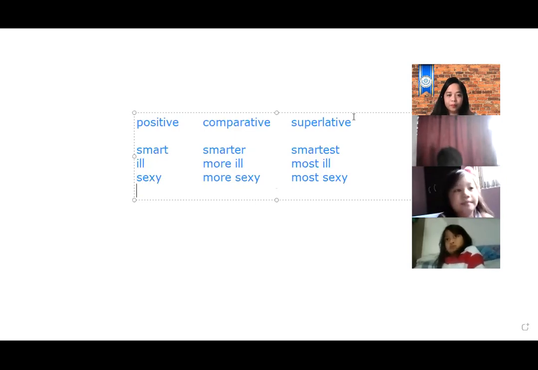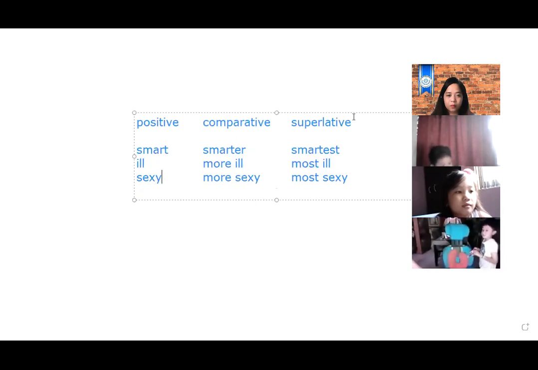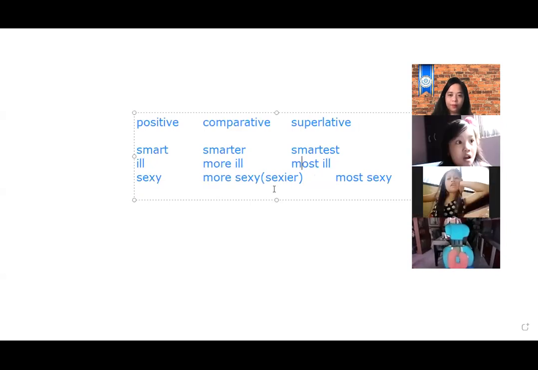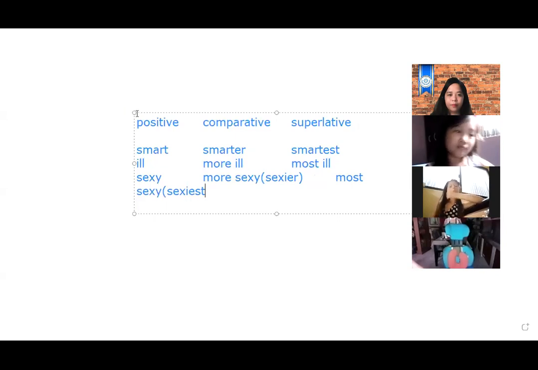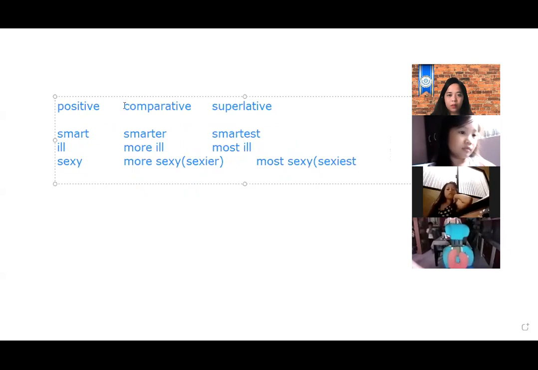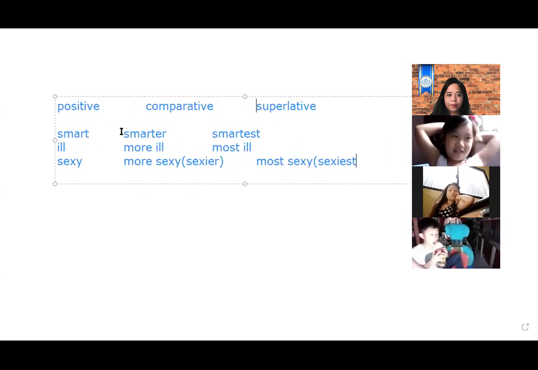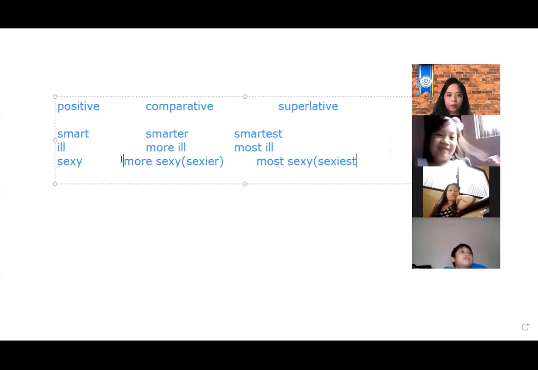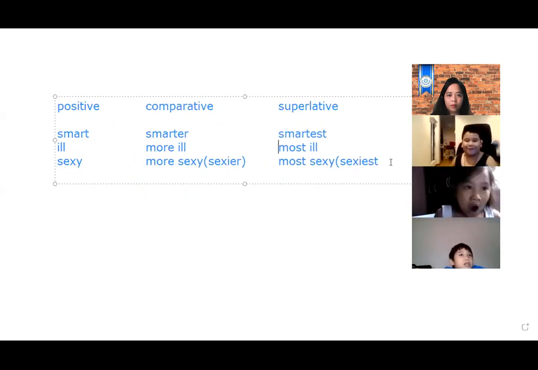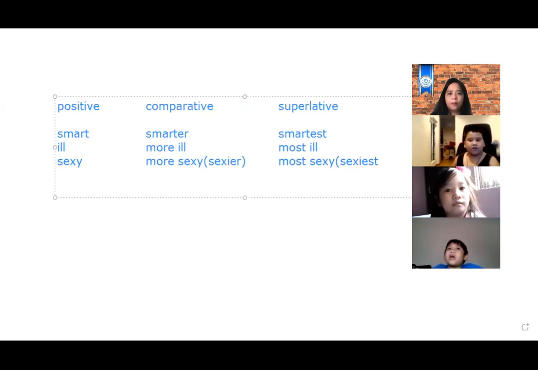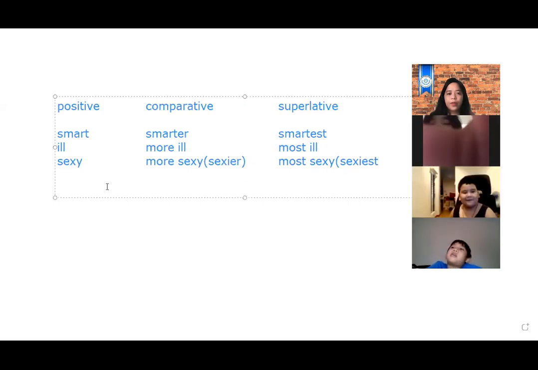Okay, so this one, there's also another way for the word sexy. So how should we say it? We can say it this way. Sexier. Here, like that. Sexier. Yeah. Another one. Let's have another one.